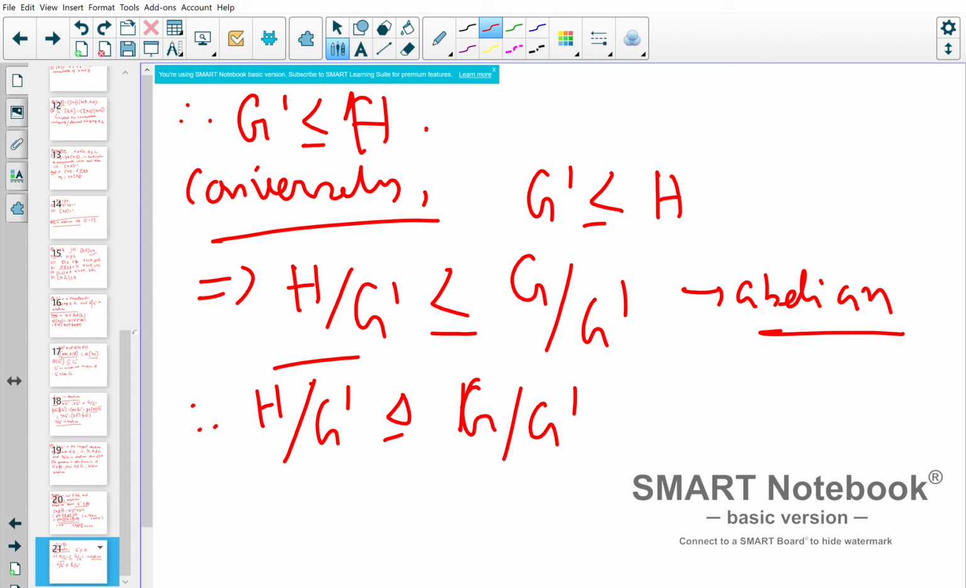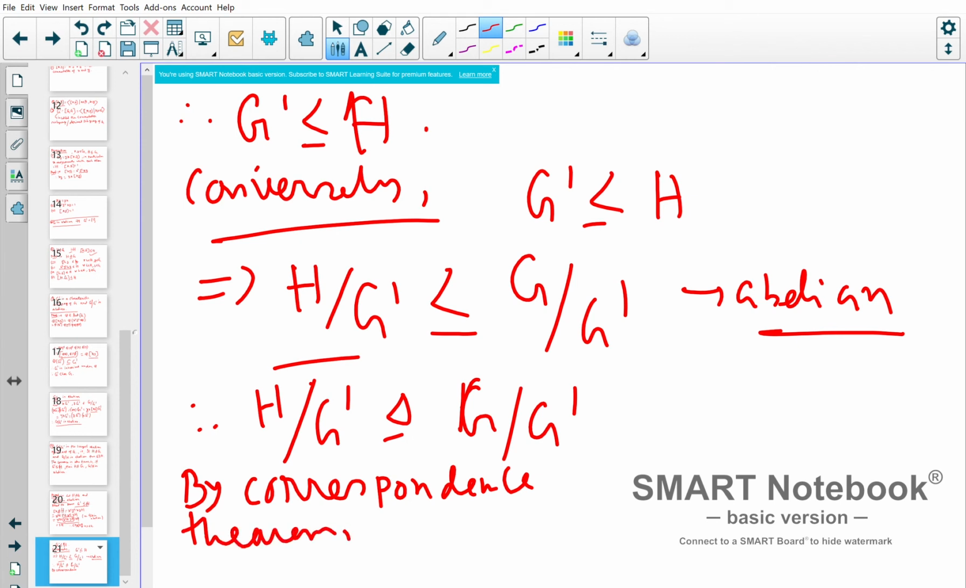Now you have the correspondence theorem. By the correspondence theorem, what does it tell? It tells that H is a normal subgroup of G, right? Simple. So H is a normal subgroup of G, done. And what else do I need to prove? H is a normal subgroup of G, and G mod H is abelian, right?